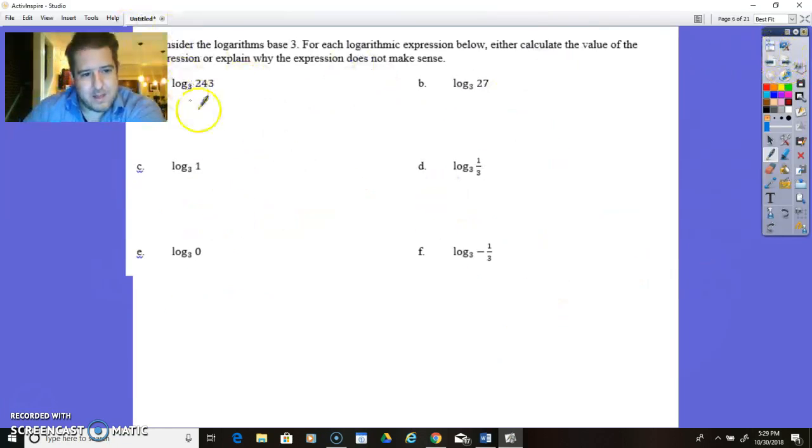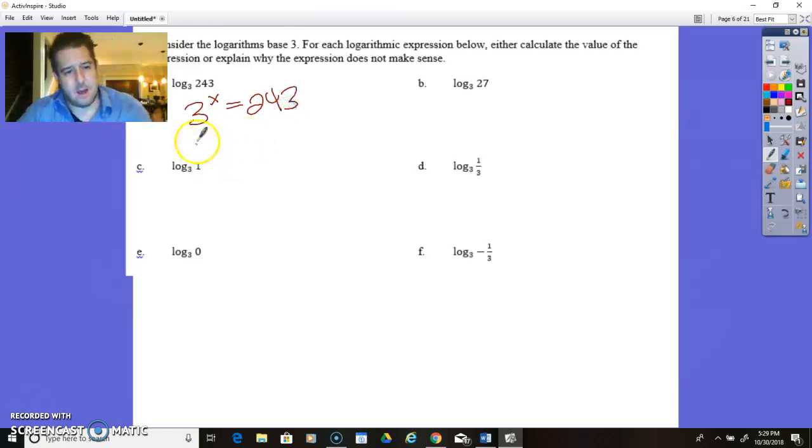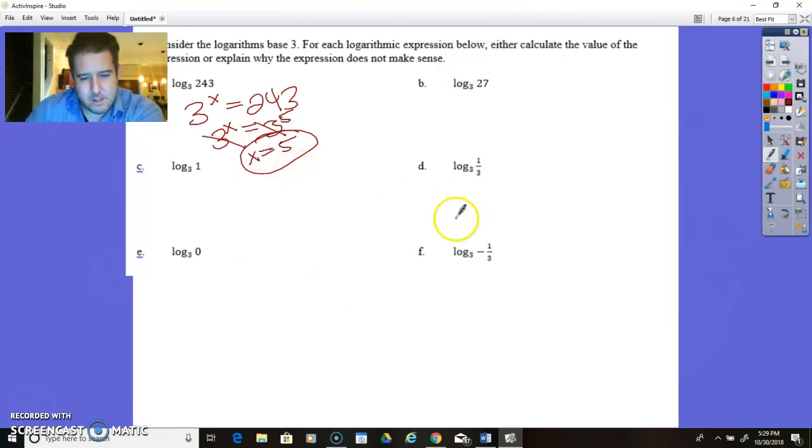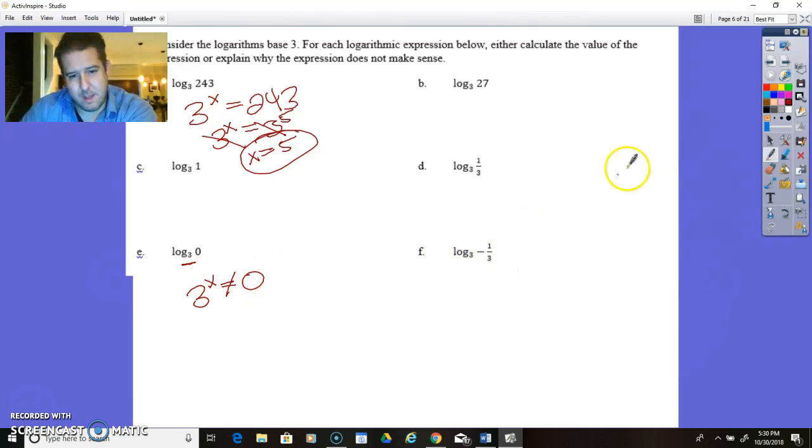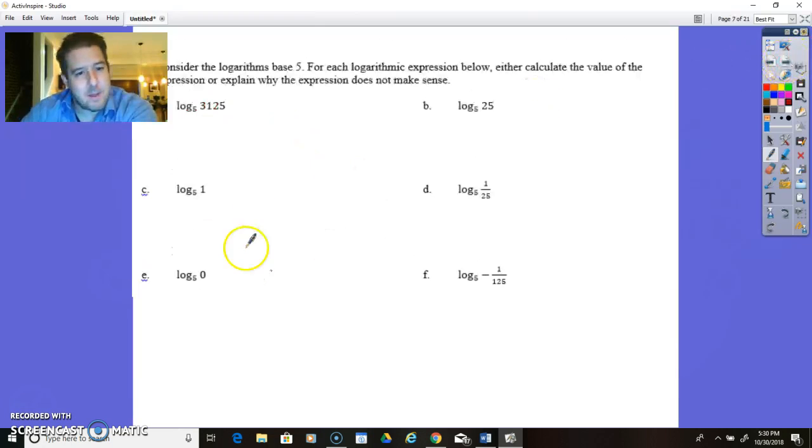All right, same thing goes for the base 3. So 3 to the power of x is 243, and I believe that's 7 if I'm not mistaken. No, 3, 9, 27, 81, 243. Okay, so that's 5. So 3 to the x power is equal to 3 to the 5th power, and therefore x must be 5. Same thing goes for all these questions, but once again, you'll notice when it's base 3, there's no exponent of 3 that could ever equal 0. That's not possible. Same thing, it can never be equal to a negative. Same thing if it's base 5.